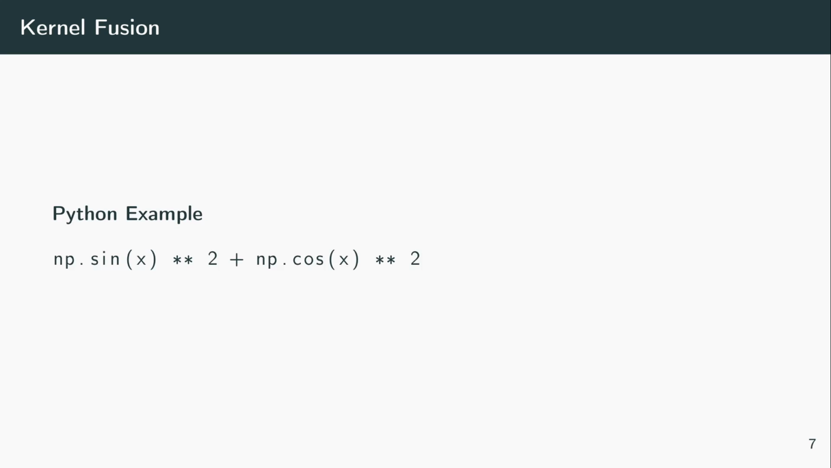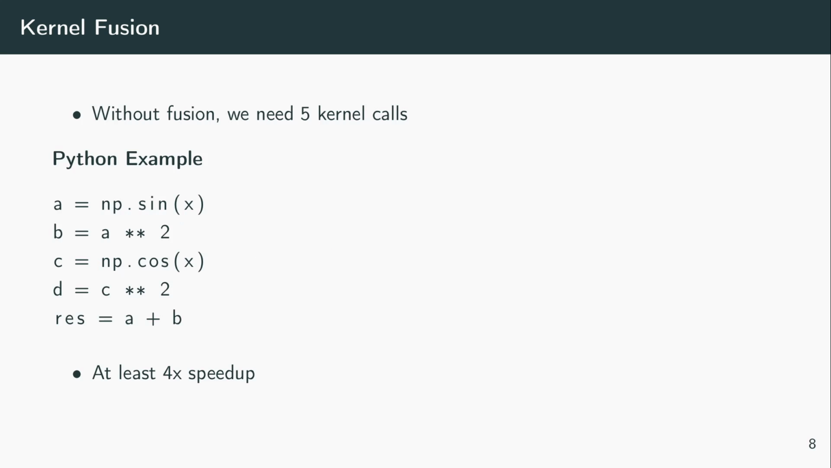As an example, here's a simple NumPy-like program that we'll assume is running on a GPU. So this program computes the Pythagorean identity, and it's an example we'll be revisiting throughout this talk. So without fusion, we would need 5 kernel calls, 1 for each arithmetic operator and 1 for each function. With kernel fusion, we'd only need 1 kernel call for the whole lot. This would give us at least a 4 times speed up.